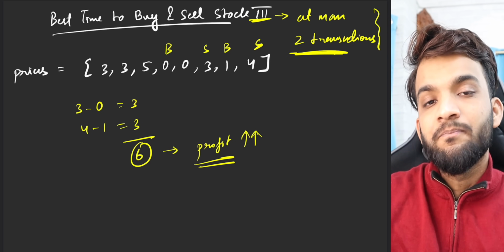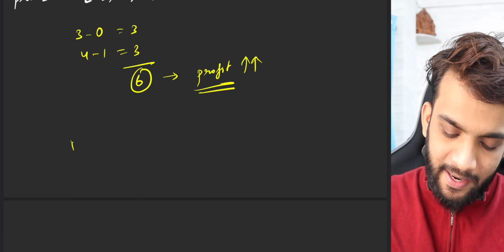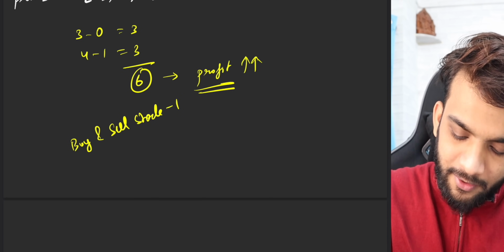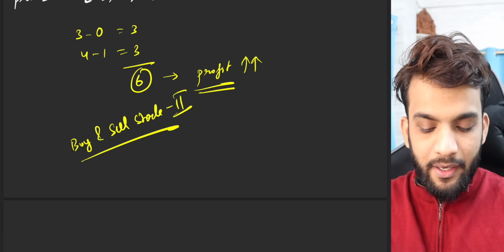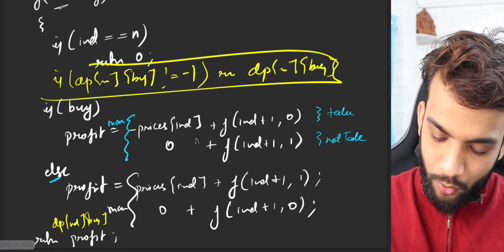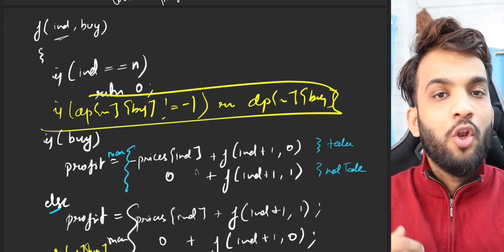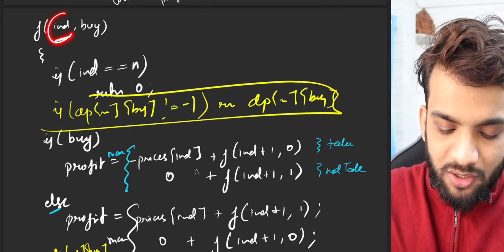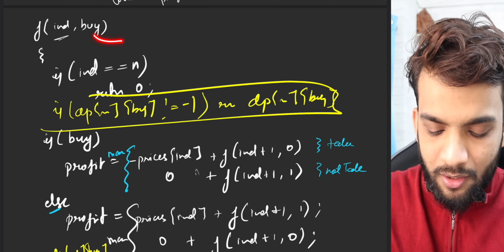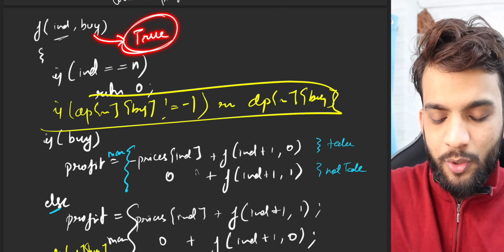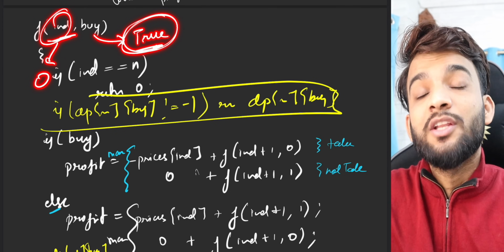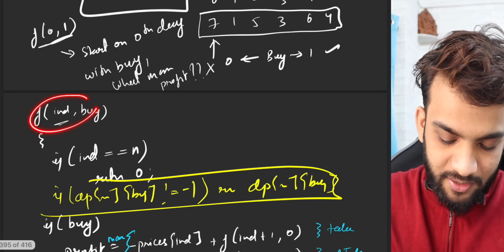Now, this problem is an extension of the buy and sell stock 2 problem that we did. Over there, if you remember, let's get back to the code. If you remember the recursive code, how did the recursive code look like? We started with the 0th index, right? And we took the buy initially to be, you're allowed to buy. You took it as true. So you started with the 0th index and you said that you're allowed to buy. So that's how you started, correct?